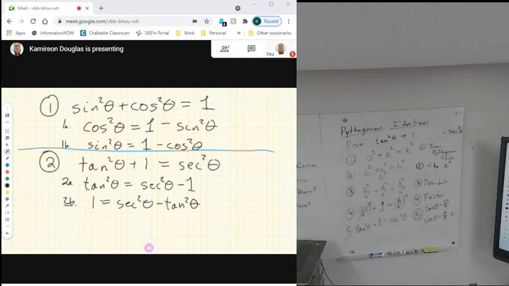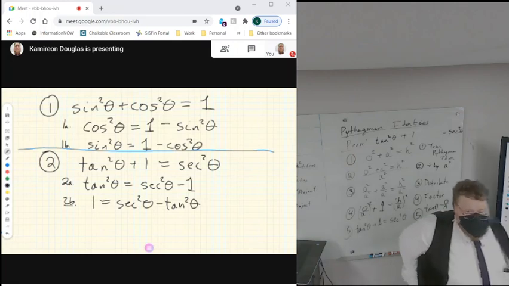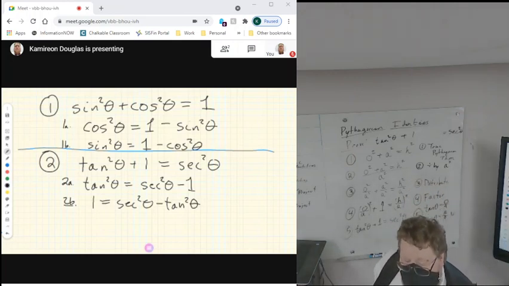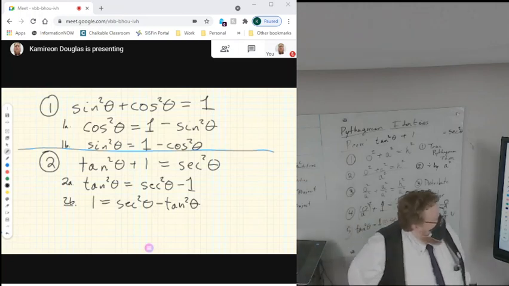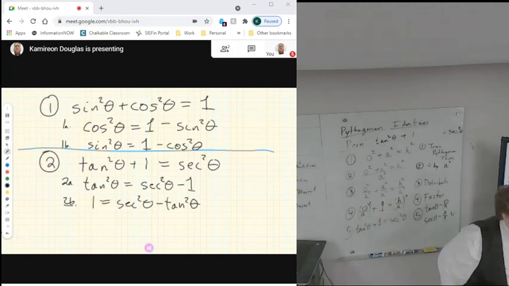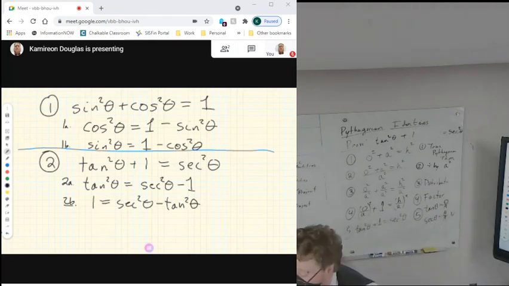So if you ever see one of these in a problem, we can perform an algebraic operation referred to as substitution. If I ever see tangent squared in a problem, I am allowed to substitute it with secant squared minus 1. That is a true definition. If I ever see cosine squared in a problem, I am allowed to write it as 1 minus sine squared. That is allowed. Because we know it is true.